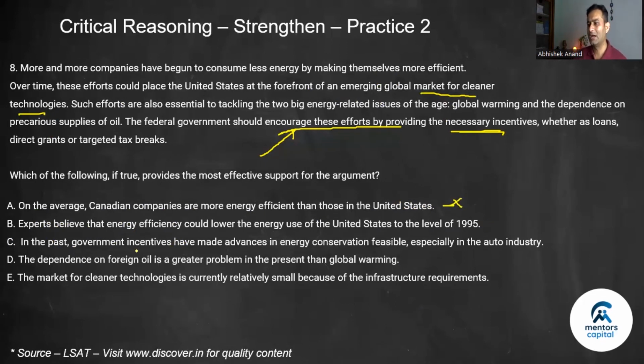Look at C. In the past, government incentives have made advances in energy conservation feasible, especially in the auto industry. So this is directly linking that if you give incentive, you will achieve your goal, which is energy efficiency. See, in B, if there is energy efficiency then this will happen, but it does not justify that the government should incentivize or support. C is saying when the government had supported in the past by giving incentives, it was able to achieve this. So this time also it will be able to achieve it. Chances are it will be able to achieve it. So C is the better answer.